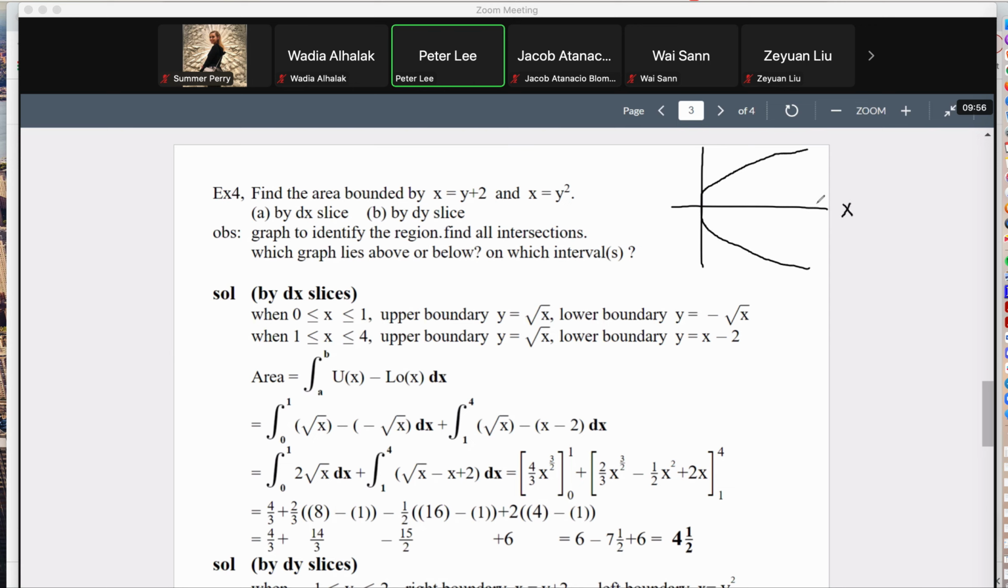This is the x-axis, y-axis. This is y equals x squared. This is kind of like y equals x squared, but this is x equals y squared. So the graph of y equals x squared is reflected with respect to y equals x. So we end up getting a graph like this.